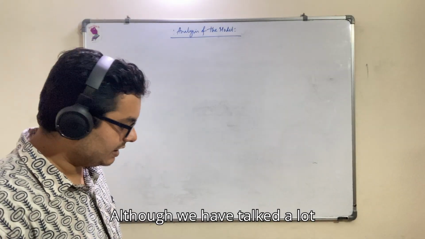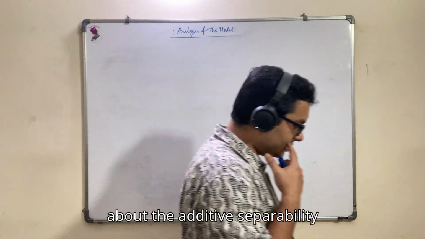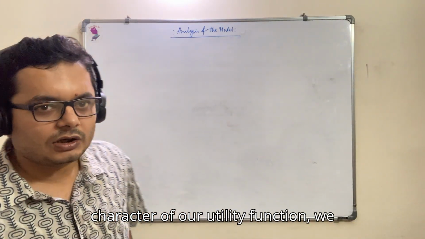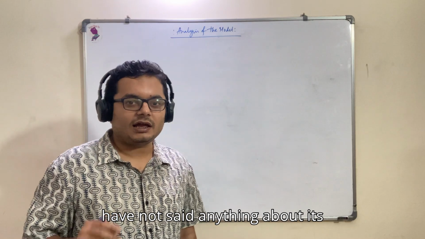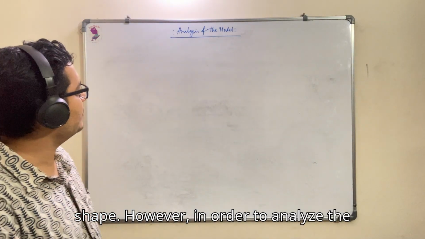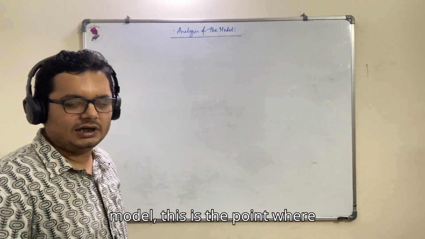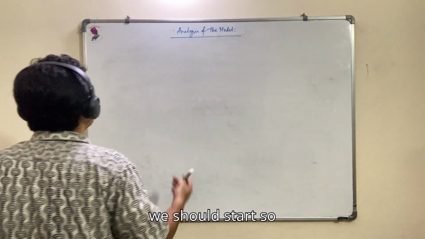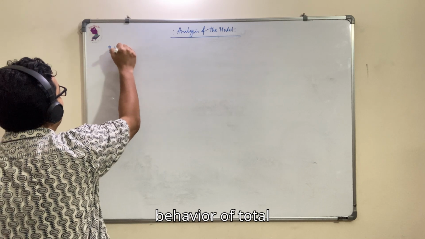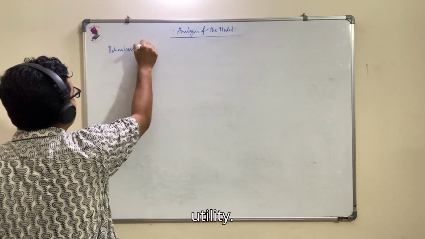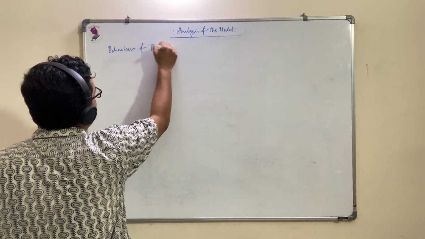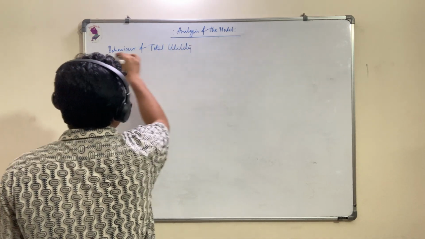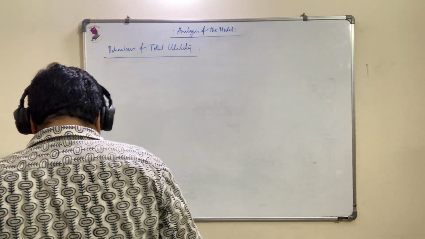Although we have talked a lot about the additive separability character of our utility function, we have not said anything about its shape. However, in order to analyze the model, this is the point where we should start. So, behavior of total utility.